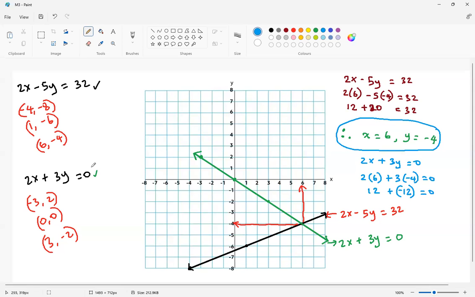I hope you understand this very well. Now, in our next lesson, we shall continue to look at more graphs of simultaneous linear equations. So for now, let's stop here and we meet again next time.